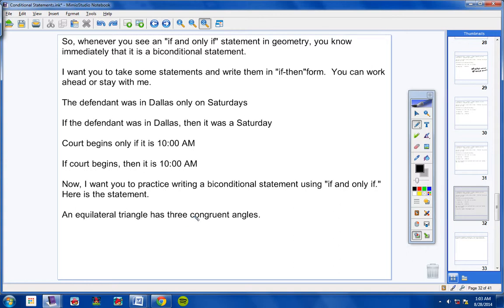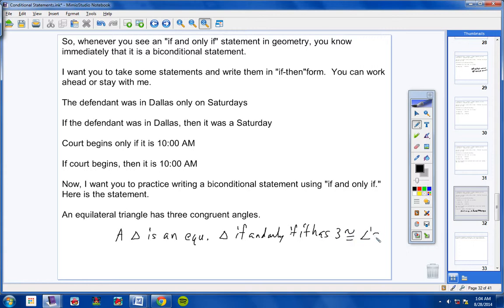So I would like you to practice writing this using if and only if. Okay, I'm going to help you. You would start off by saying a triangle is an equilateral triangle if and only if it has three congruent angles.